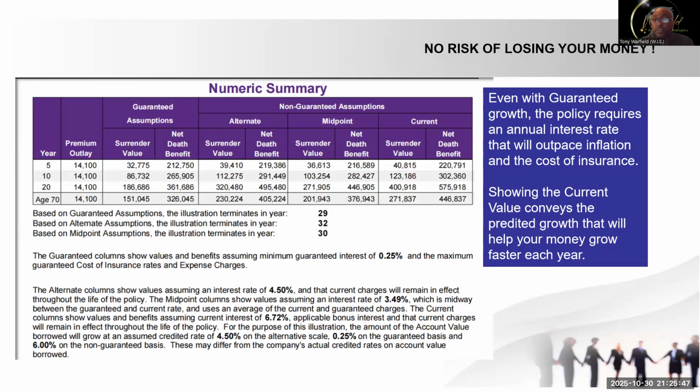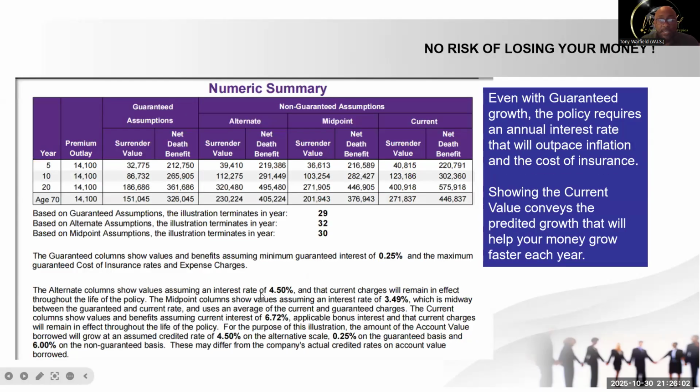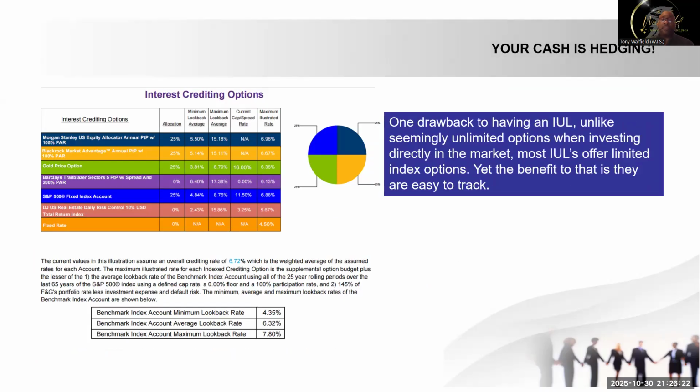Showing the current value conveys the predicted growth that will help your money grow faster each year. So we want to talk about the minimum, which is the 0.25% that we explained earlier, right? I keep doing that. I'm sorry about that. And then of course at 4.5% flat rate, and then at 6.72 is a particular predicted amount according to the past performance. Now, past performance is not a perfect indicator of future performance, but if everything were to remain equal, your 6.72 jive, and then your money will be able to grow at a rate that outpaces inflation. So let's talk about the indexes.